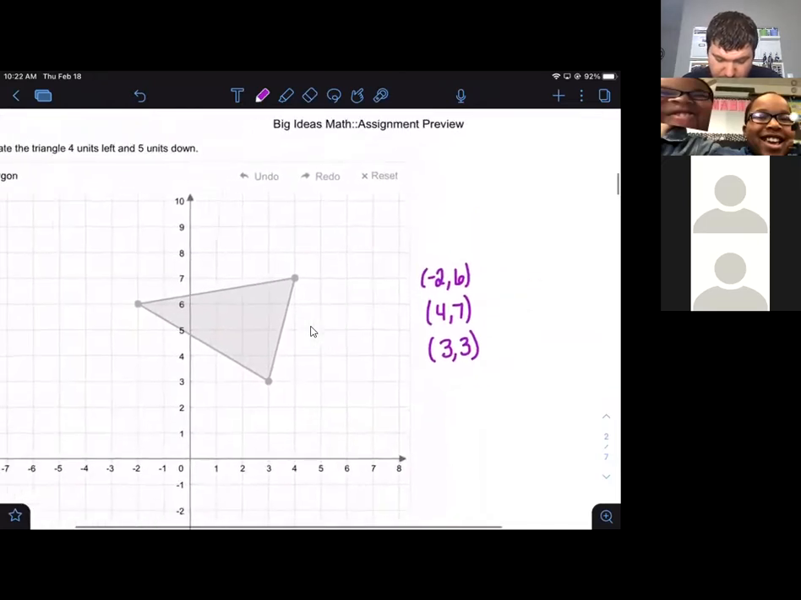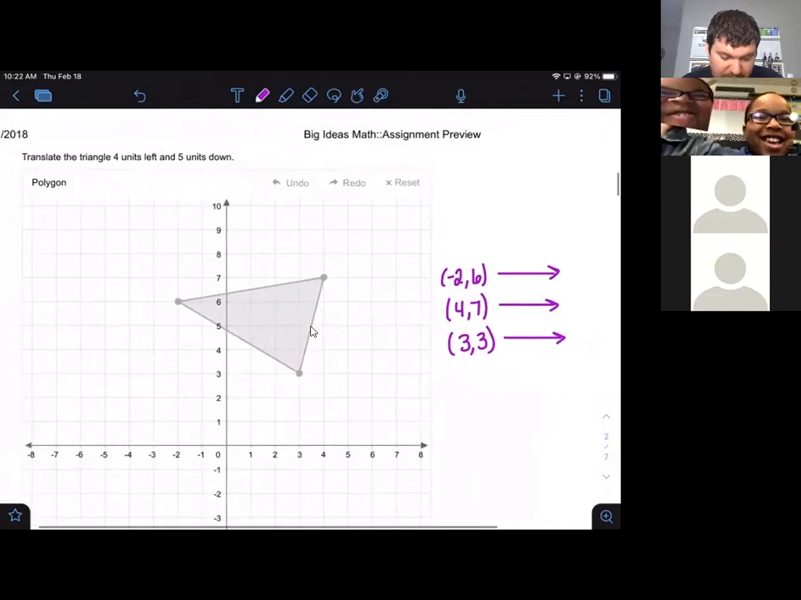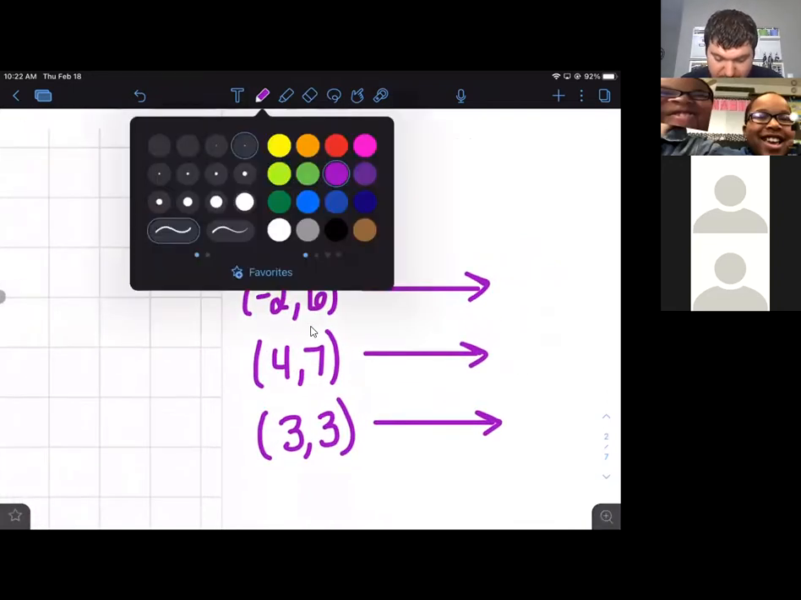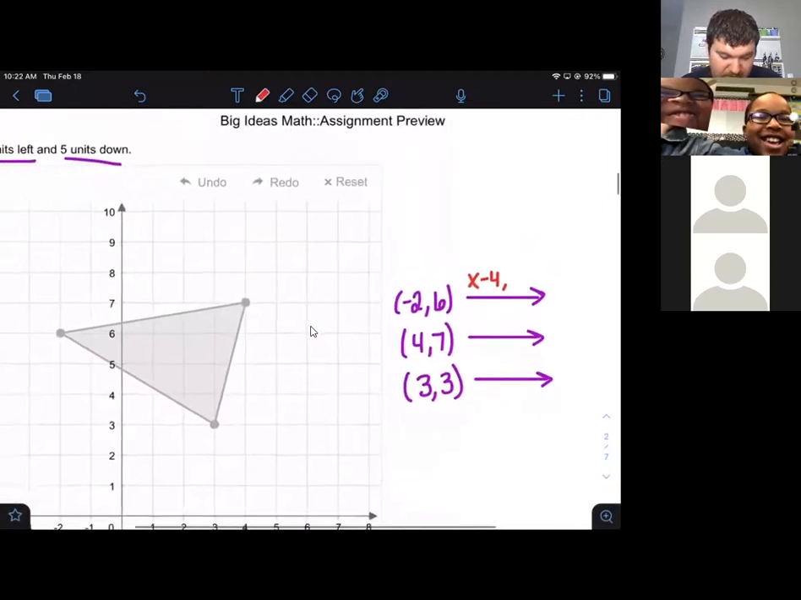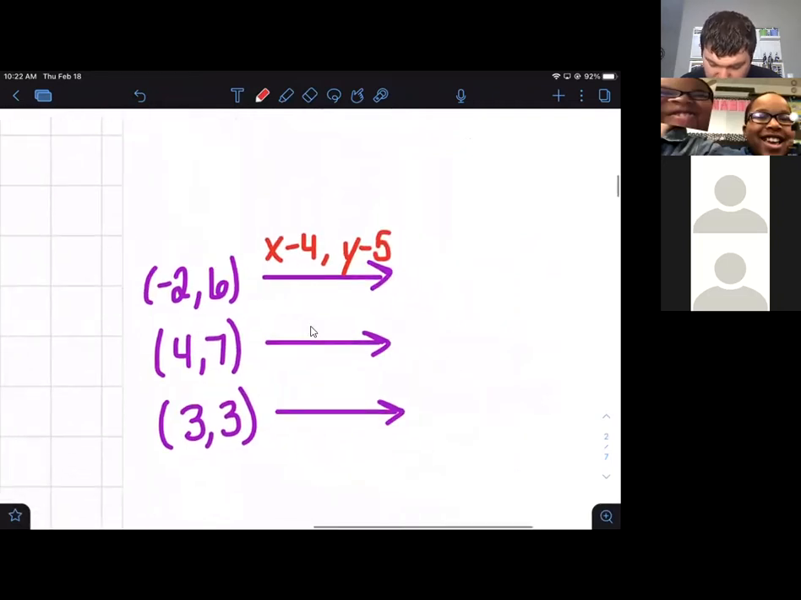Okay, and then I'm going to use arrow notation. So I want you to draw 3 arrows on your work paper. It says translate it 4 units left and 5 units down. If I move 4 units left, you have to subtract 4 from the X. And then if we're moving down, subtract 5 from the Y. Good, okay. Let's go ahead and do that.